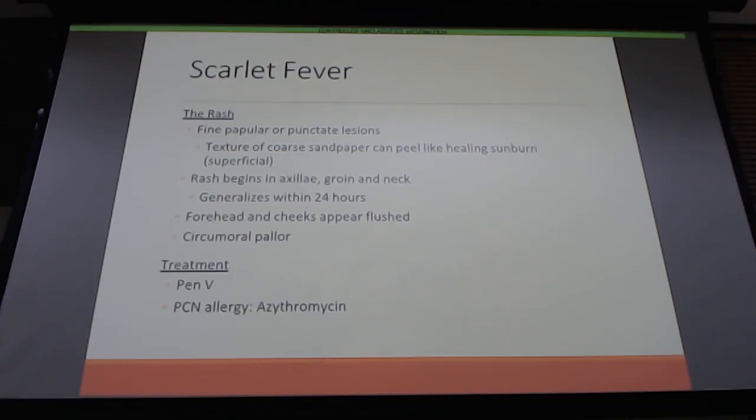It's very, very distinctive. How do you treat it? Pen V, penicillin allergy, azithromycin. If you really want to, you can grow a culture, but generally we don't really do that stuff. It's just a clinical diagnosis.